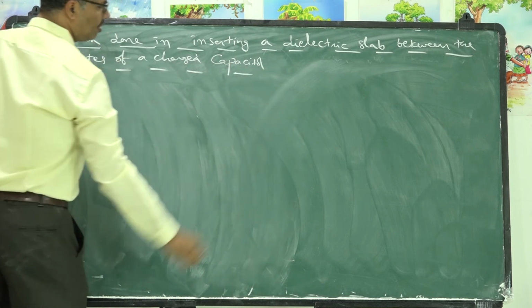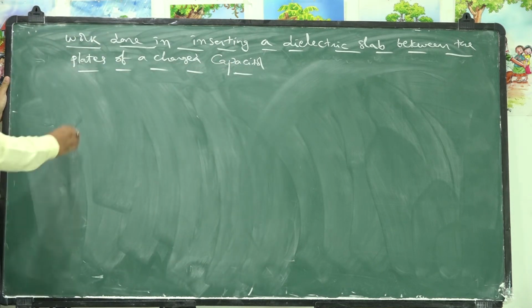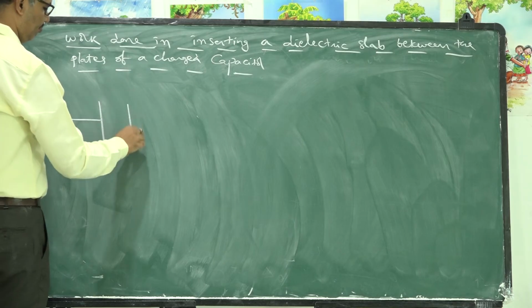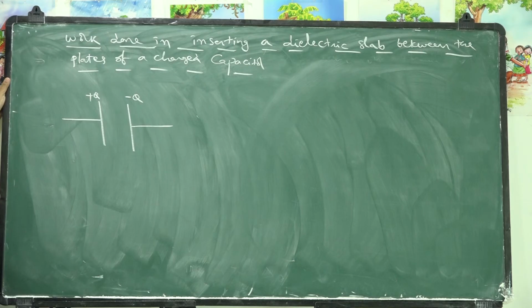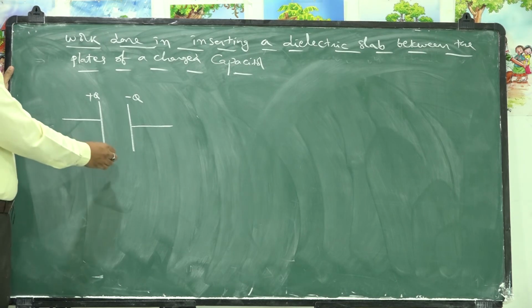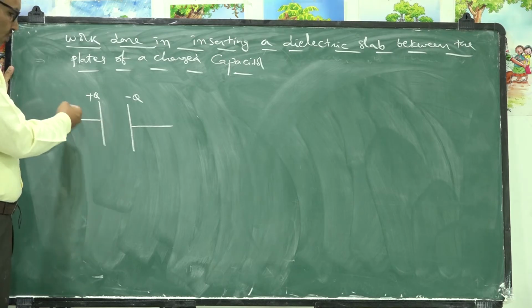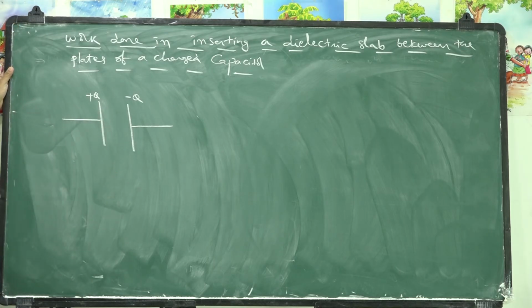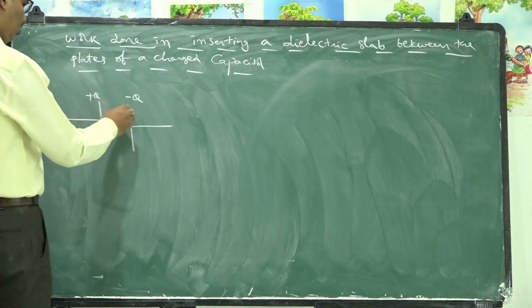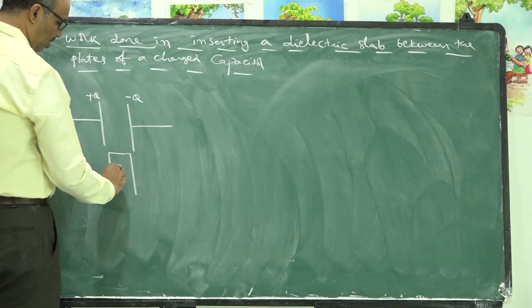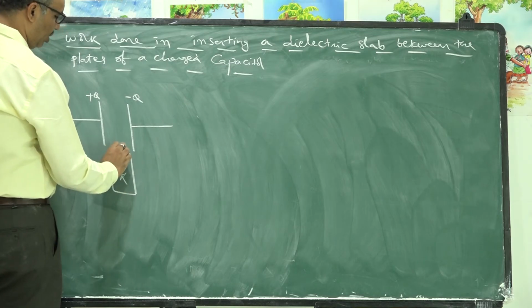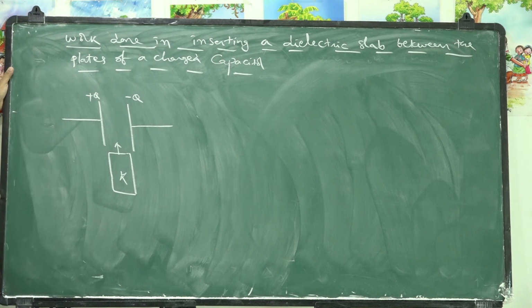It's a very simple concept. Here is a charged capacitor. This plate has plus Q charge, this plate has minus Q charge. No battery is connected to this. The battery was connected and the charge was deposited, and then we disconnected the battery. Into this capacitor, a dielectric slab with dielectric constant K is slowly introduced, which can fill the entire gap. Now the question is, we need to find the work done in this process.